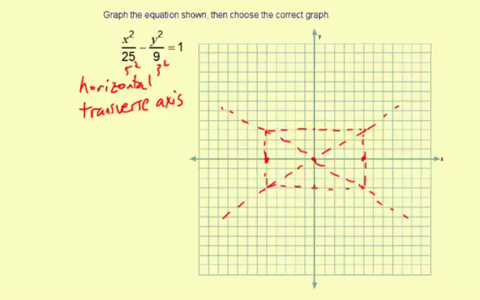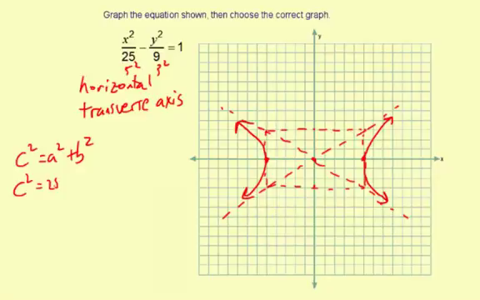So now what we need to do is draw the branches. And they curve to follow the asymptotes. Like that. The final step is to find the coordinates for the foci. c squared equals a squared plus b squared. Notice the Pythagorean relationship for a hyperbola is slightly different than an ellipse. So c squared equals, now the a squared is 25 and the b squared is 9, so 25 plus 9, c squared equals 34. So c equals radical 34.